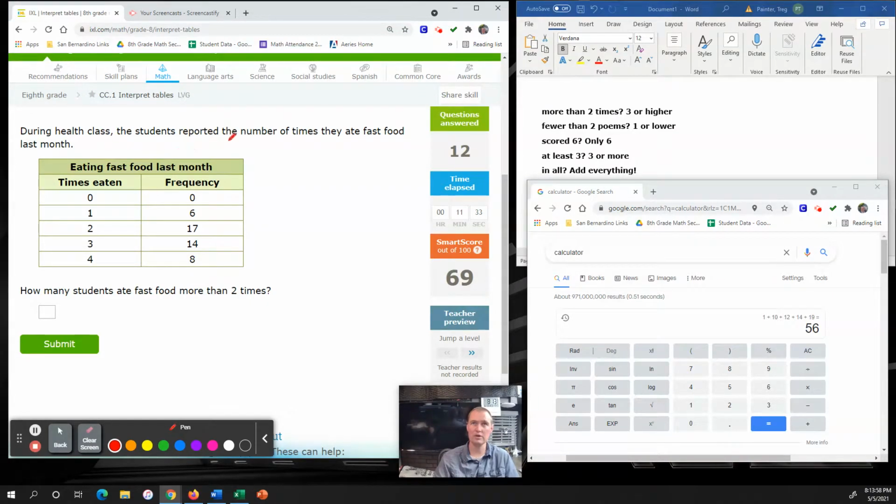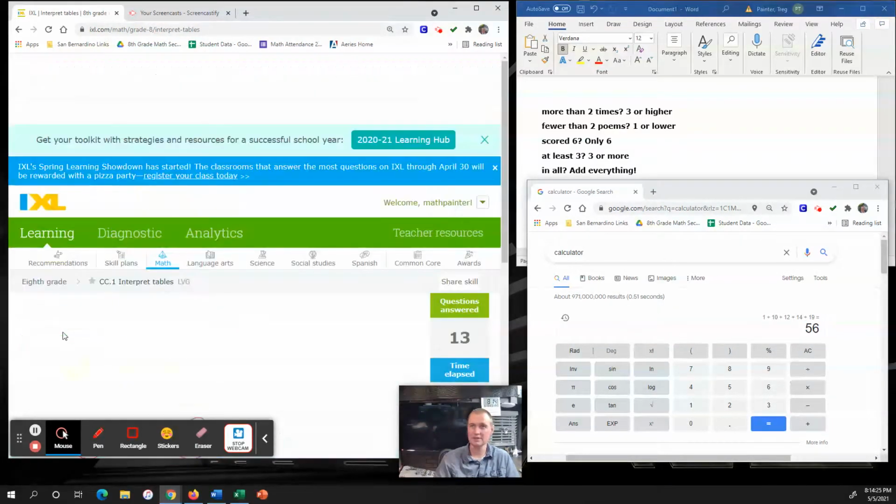During health class, students reported the number of times they ate fast food last month. How many students ate fast food more than 2 times? Well, more than 2 times means 3 or more. So don't include 2. So 3 is 14, and times eaten of 4 is 8. So we're going to add 14 plus 8. And 14 plus 8 is 22.